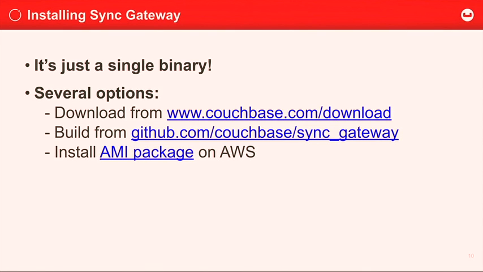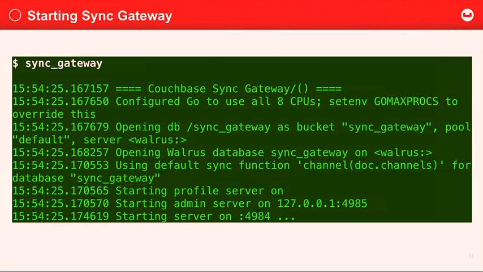There's multiple ways of getting Sync Gateway. You can download pre-built binaries. You can build from source by downloading, checking out from GitHub. And there's also AMI packages available if you want to run on the cloud. So here's once you've downloaded your binary and installed, there's just one single command, the Sync Gateway command. So we're just going to dive straight in. And this is straight out of the box, no additional configuration startup.